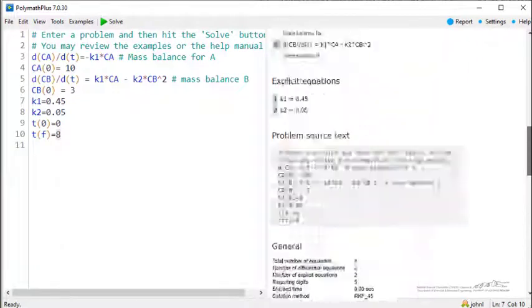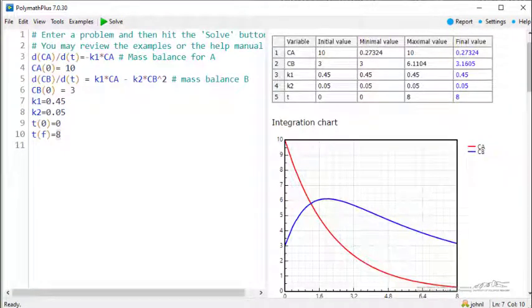And so it's very easy to solve differential equations using PolyMath, and if we have 5 or 10 reactions, the procedure is exactly the same. It's going to solve those equations simultaneously.